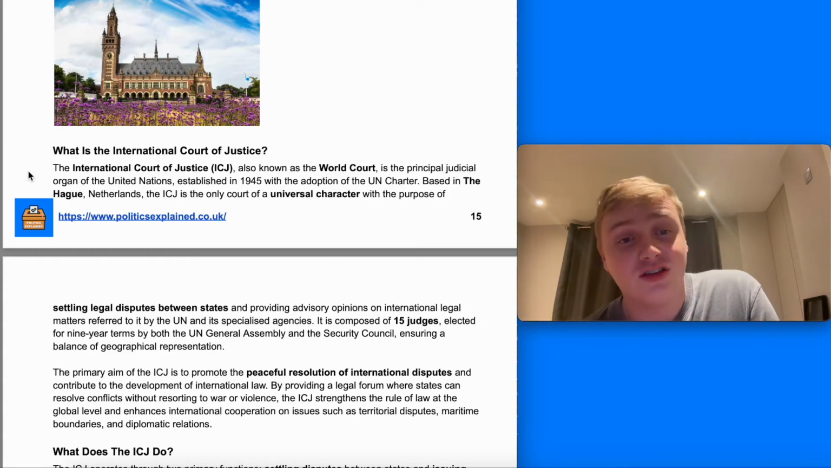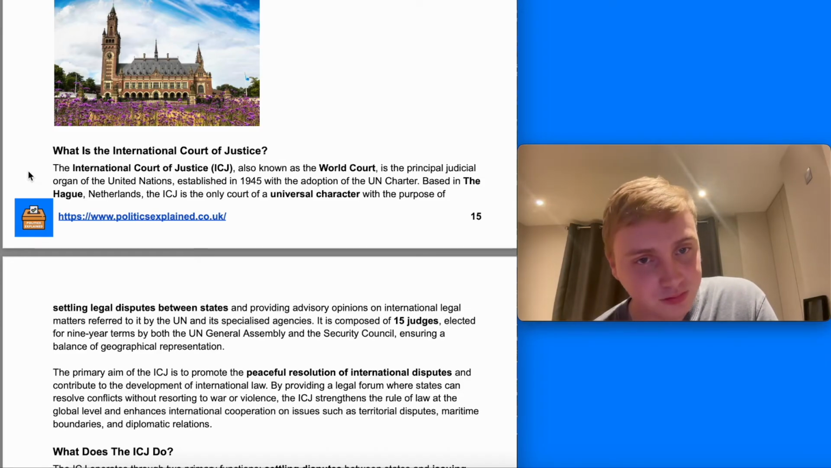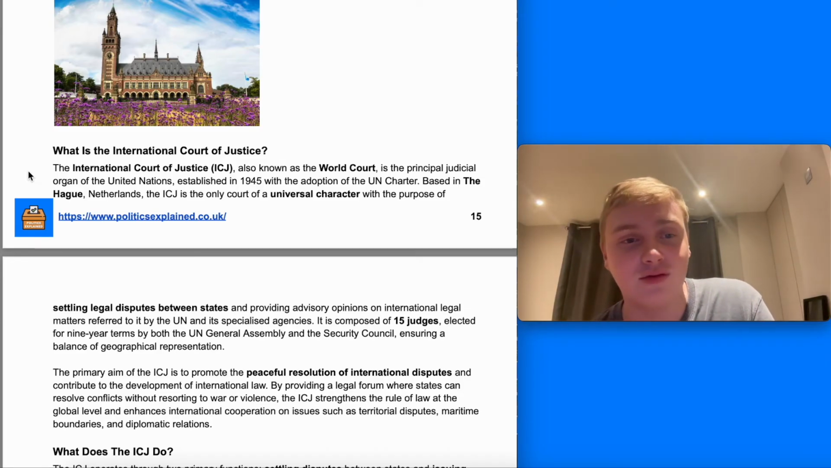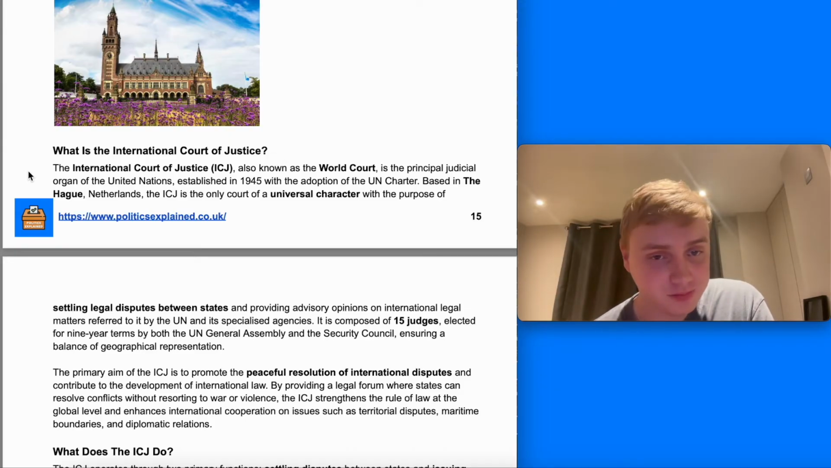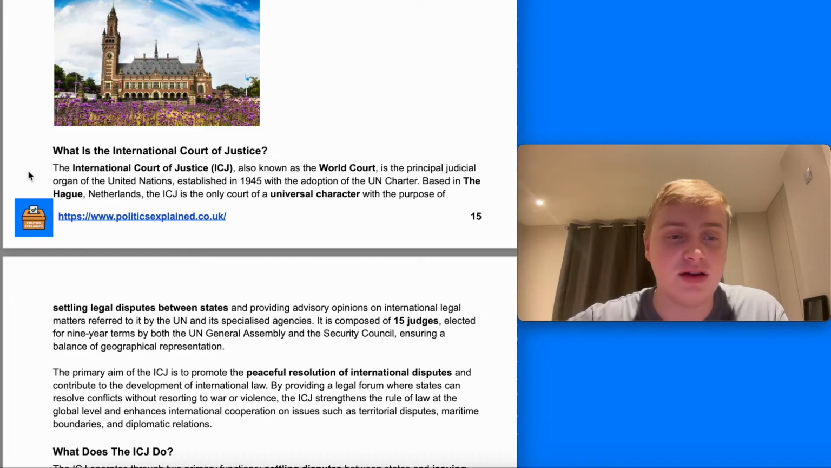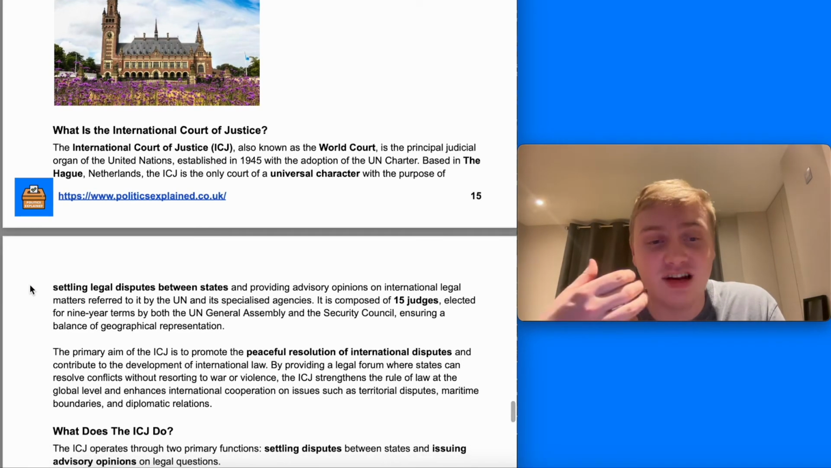The International Court of Justice, also known as the World Court, is the principal judicial organ of the United Nations. Established with the UN Charter in 1945, it's based in The Hague in the Netherlands, and it's the only court of a universal character with the purpose of settling legal disputes between states. And it also provides advisory opinions on international legal issues referred to it by the United Nations.